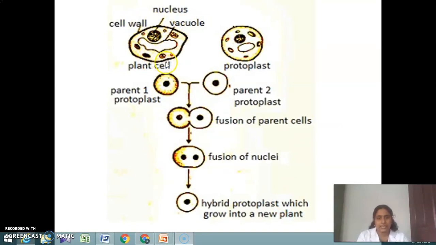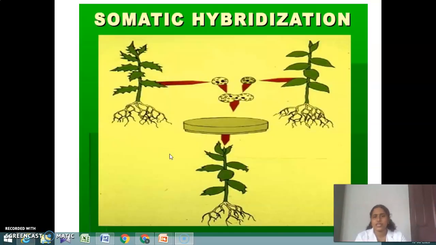So the plant cell wall is removed and we get protoplasts, and parent 1 and parent 2 protoplasts will fuse, and fusion of nuclei will happen, and the hybrid protoplast grows into a new plant. We can take this protoplast as a totipotent cell and go for the tissue culture practice. Clear? So that is about somatic hybridization.